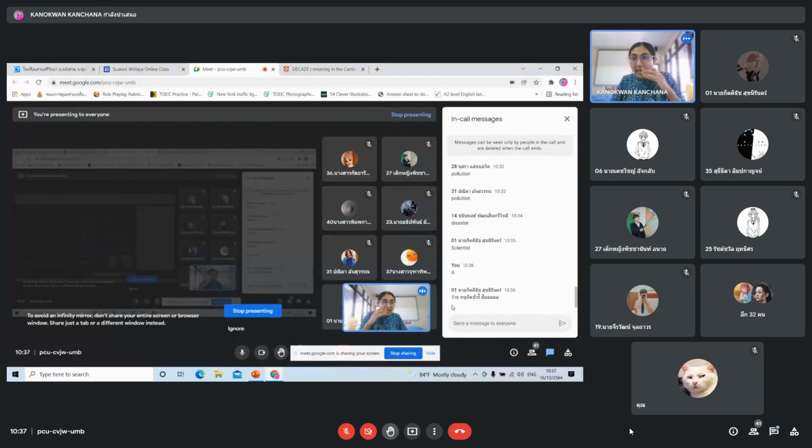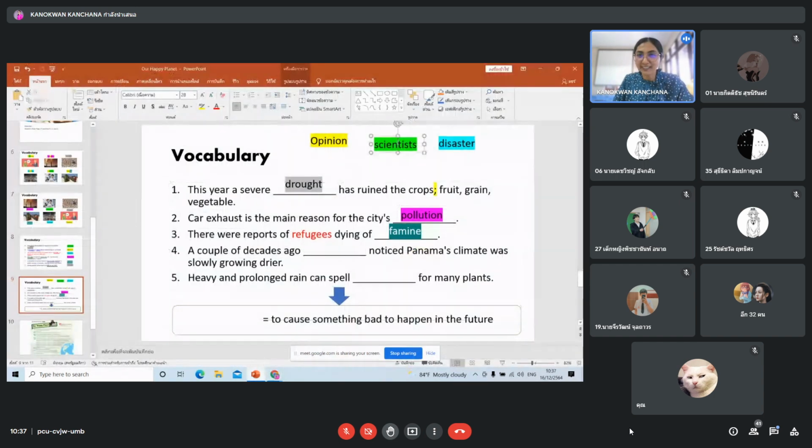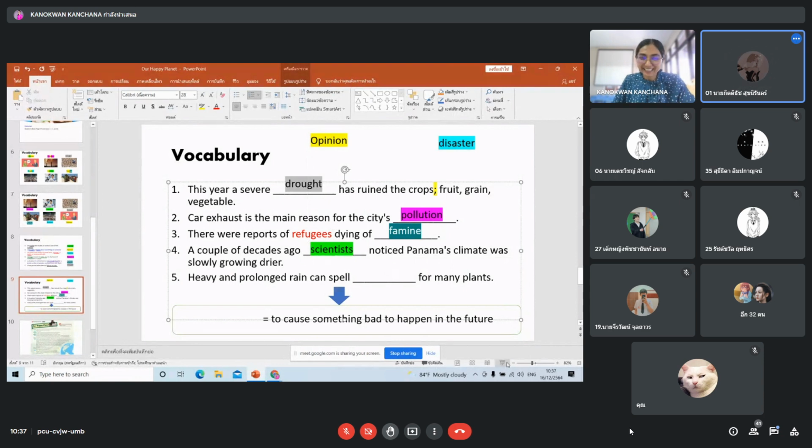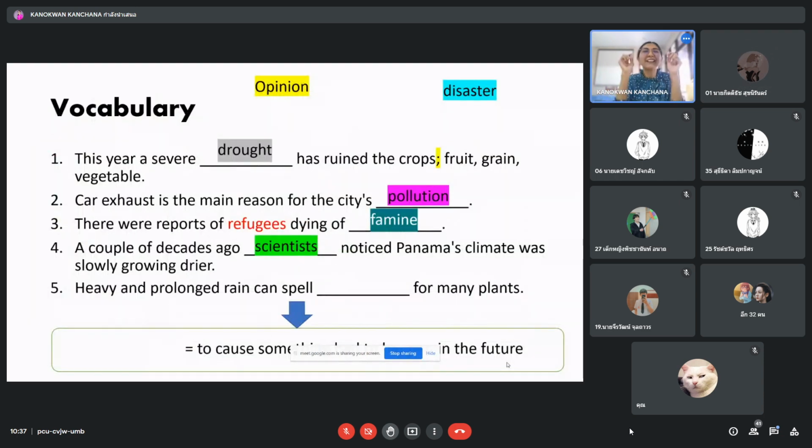Okay, so number 4. Let's try. Kittitat, you got the answer already, and you mentioned scientist. That's great. Yes, this one will be scientist. Teacher, that's correct, because the scientist is the group of people who discover and who notice. That means they see the point that Panama is the name of the country. Panama's climate was slowly growing drier.